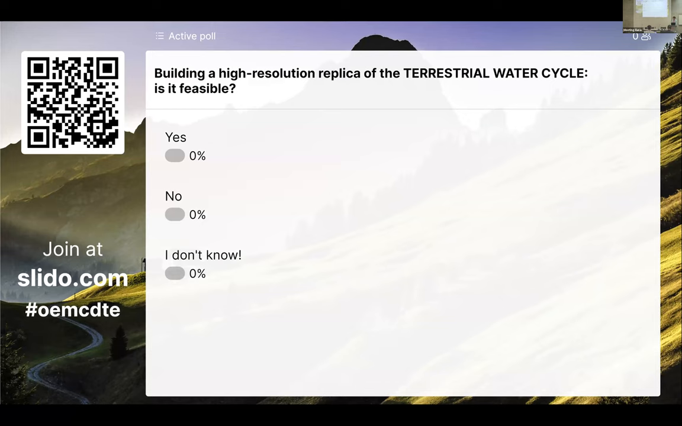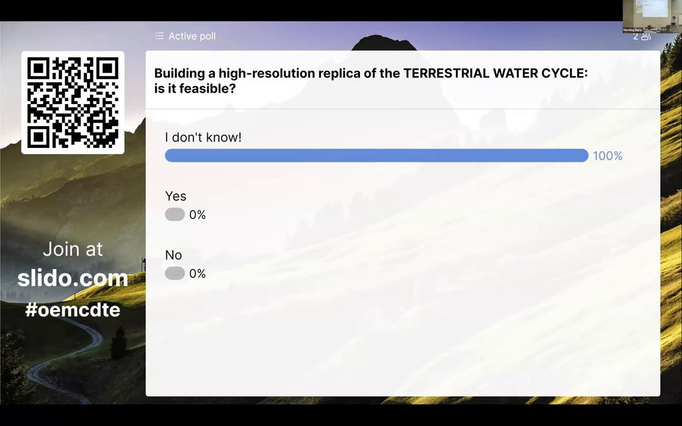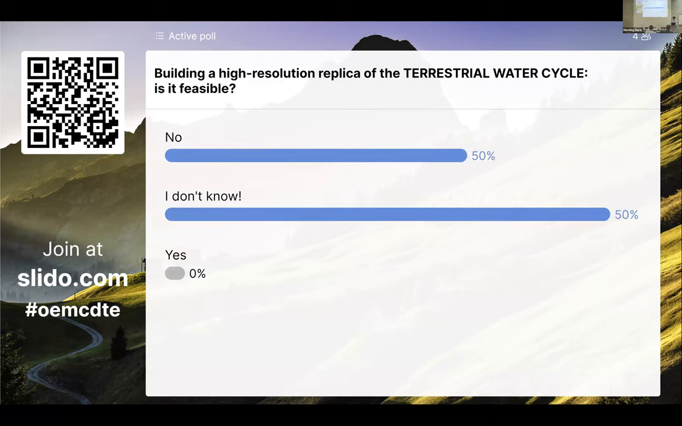The question is, building a high resolution replica of the terrestrial water cycle, is it feasible or not? What do you think? One kilometer or less of the terrestrial water cycle. In hydrology, 1 kilometer is already high resolution. Let's wait a while for getting your feedback.